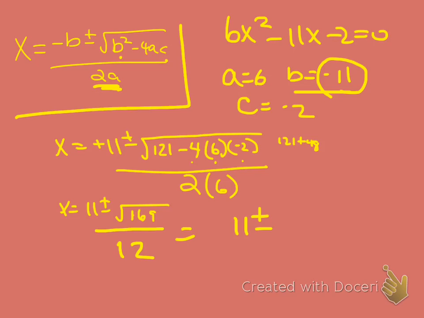Oh yeah, 13. It's a perfect square root of 13, okay? Over 12. Now this is where we start. We're going to get 2 answers. The quadratic formula, that's what the plus and minus is going to do. It's going to give us 2 answers.